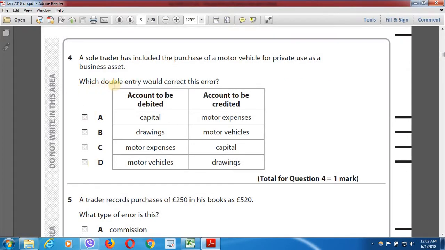A sole trader has included the purchase of a motor vehicle for private use as a business asset. Which double entry would correct this error? Option A, capital debit, motor expenses credit. Option B, drawings debit, motor vehicles credit. Option C, motor expenses debit, capital credit. Option D, motor vehicles debit, drawings credit.